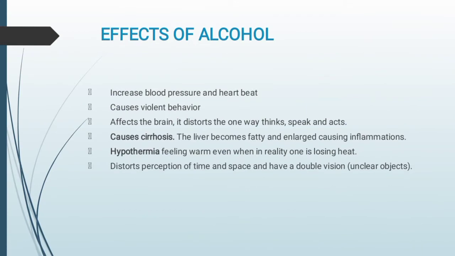Effects of alcohol. We are discussing them one by one. One, it increases blood pressure and heartbeat. The blood pressure increases. So some people have got hypertension, high BP, and they don't know where they got it from. That is because of alcohol. It causes violent behavior. People start fighting, people start insulting innocent ones. Alcohol affects the brain, distorts the way one thinks, speaks, and acts. It will distort the way you think.